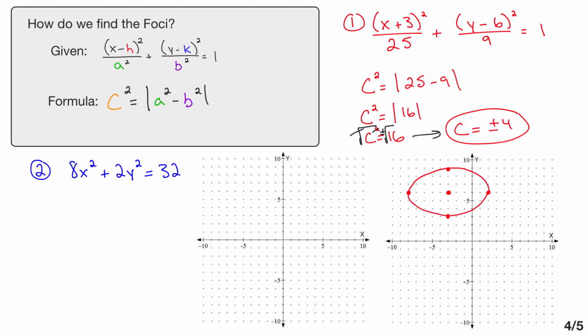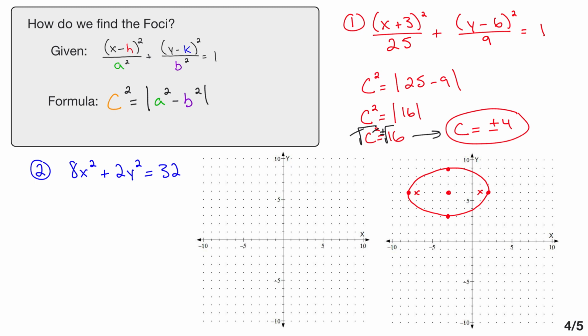And I know the focal length is plus or minus 4, so from my center, I'm going to go right, 1, 2, 3, 4, and I'm going to go left, 1, 2, 3, 4. And those will be my 2 focal points. And now I have finished graphing the ellipse.